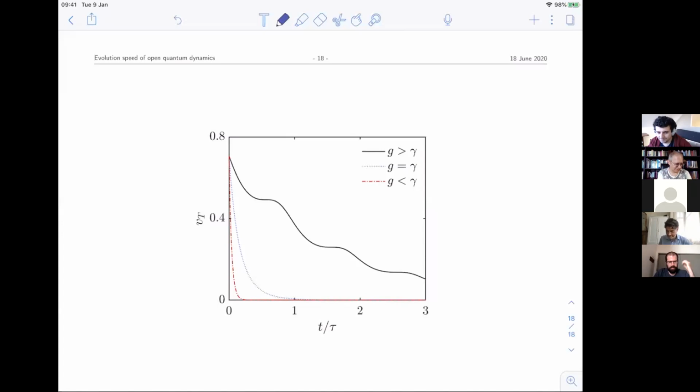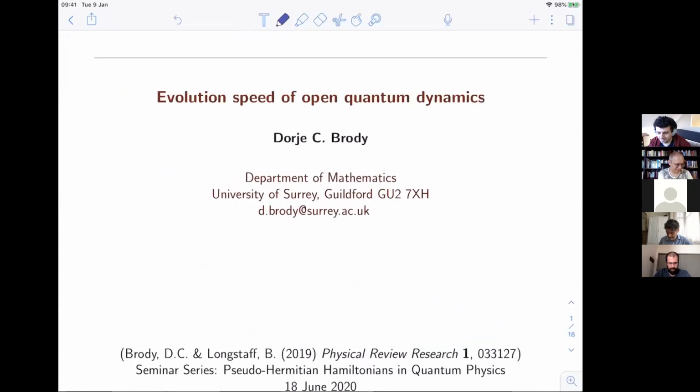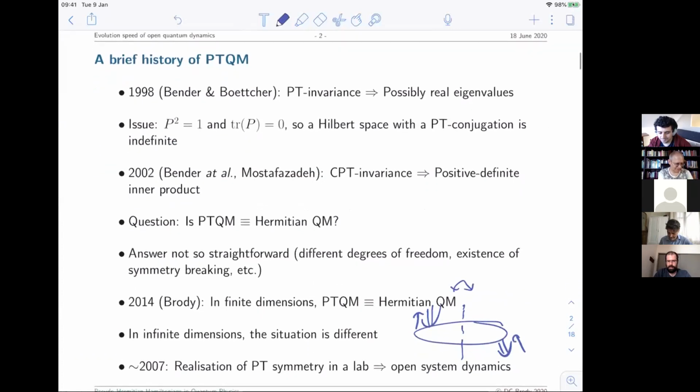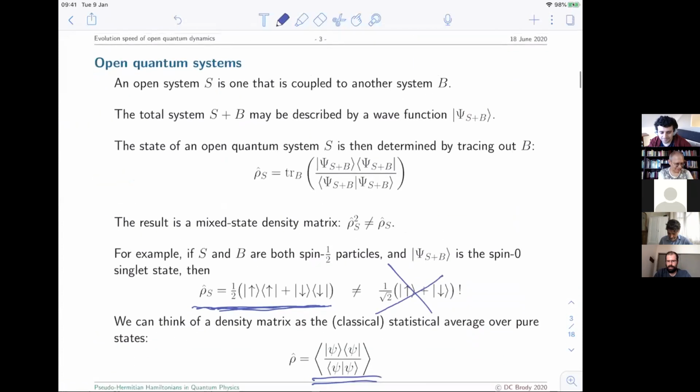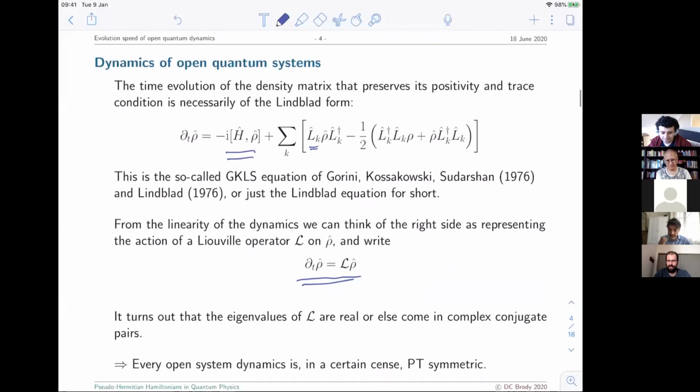Okay, so in one of the first slides, I read a sentence that I didn't really understand. So you said something like, every open system is in a certain sense PT symmetric. And what do you mean exactly by that? Right. So, for a PT symmetric operator, the eigenvalues are always either real or they come in complex conjugate pairs. And it is known, I don't actually know who, I mean, I know Carl Bender has done some work on this.